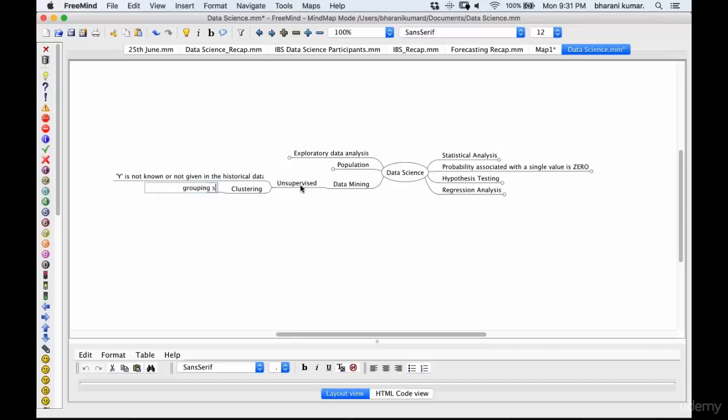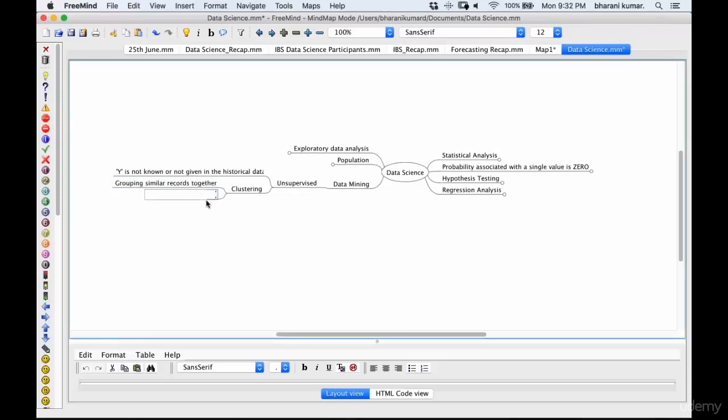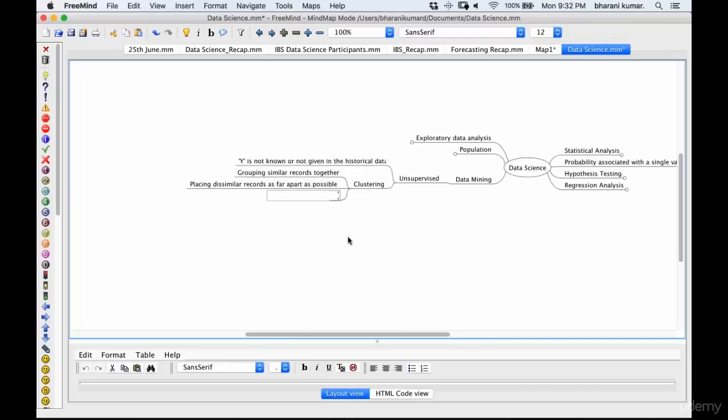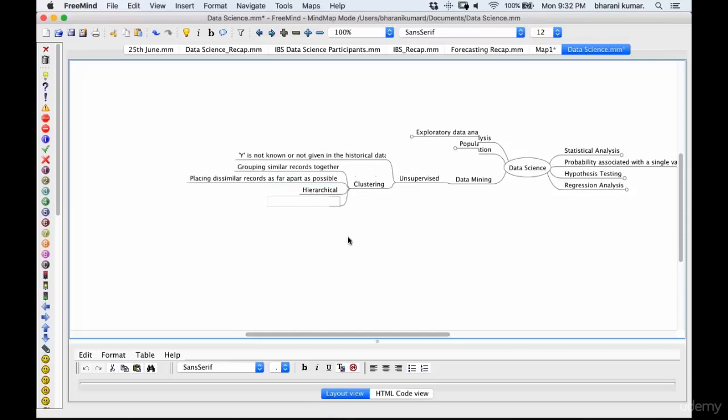So grouping similar records together, and at the same time clustering has another objective of placing dissimilar records as far apart as possible. That's your clustering. And within clustering you have hierarchical clustering and non-hierarchical clustering.